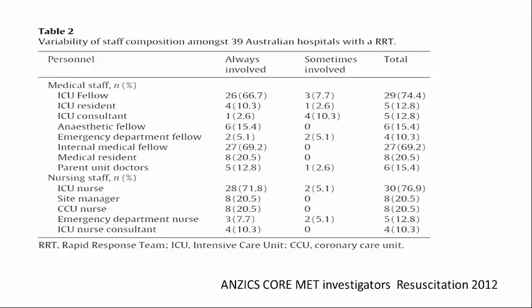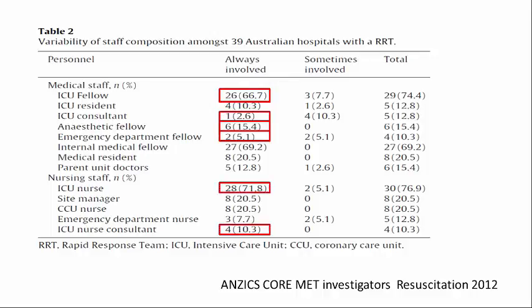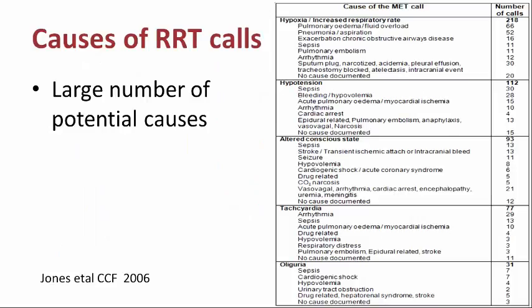And so this is the composition of rapid response teams in 39 hospitals, and a number of other presenters have talked about this. The variable involvement of senior and junior staff, and the variable involvement of intensive care nurses, site managers, coronary care nurses. So this is putting some facts or semi-quantitation on the concept of the variable team composition. When you look at the causes of rapid response team calls, they are massive in number and diverse in nature.